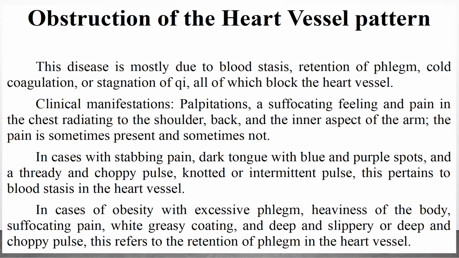In cases with stabbing pain, dark tongue with blue and purple spots, and a thready and choppy pulse, knotted or intermittent pulse, this pertains to blood stasis in the heart vessel. In cases of obesity with excessive phlegm, heaviness of the body, suffocating pain, white greasy coating, and deep and slippery or deep and choppy pulse, this refers to the retention of phlegm in the heart vessel.